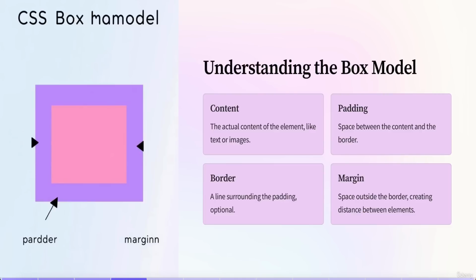Every HTML element can be thought of as a box with four main components: content, the element's actual content; padding, space between the content and the border; border, a line surrounding the padding; margin, space outside the border, creating distance between elements.